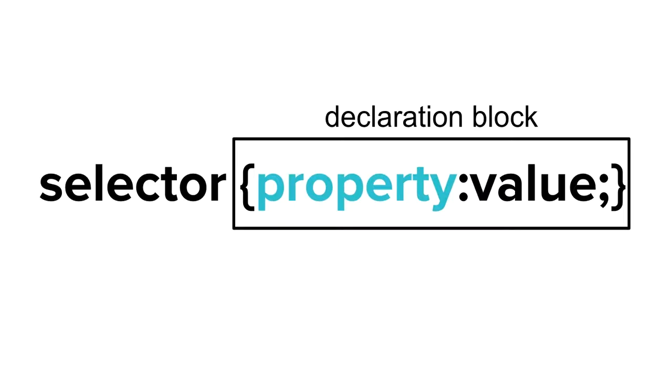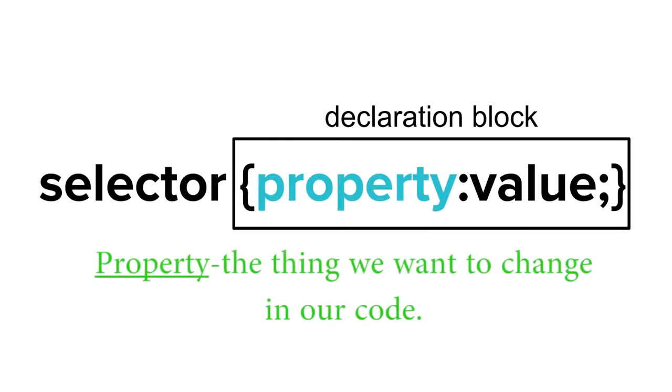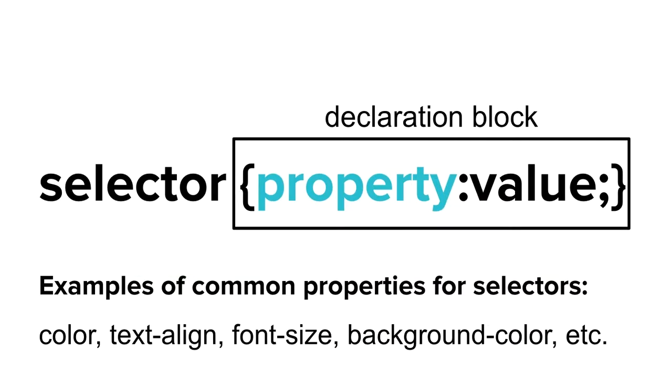So the property. When we're editing in our CSS, the property is the thing that we want to change in our code. So for example, a common property that we can edit with our selector is the color, the way that the text is aligned, font size, or the background color, etc. So an example of a property in real life would be like, hey, I want to change the color of my header 1, my H1. In our syntax, we would write the property that we want to edit in between the curly braces first.